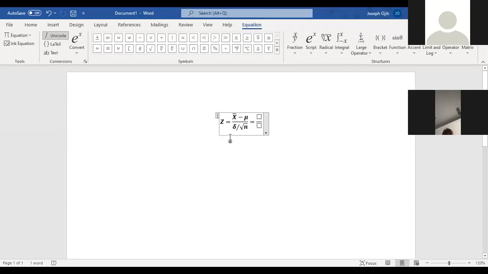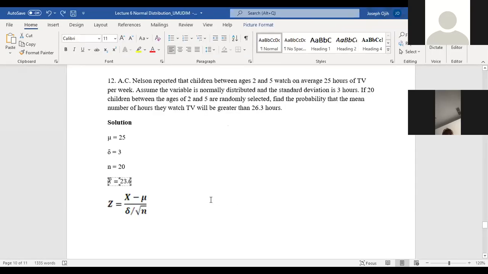26.3. So I'm going to copy this and paste it there. 26.3. Okay. Right. So now let us figure this out and then get our answer to this probability.